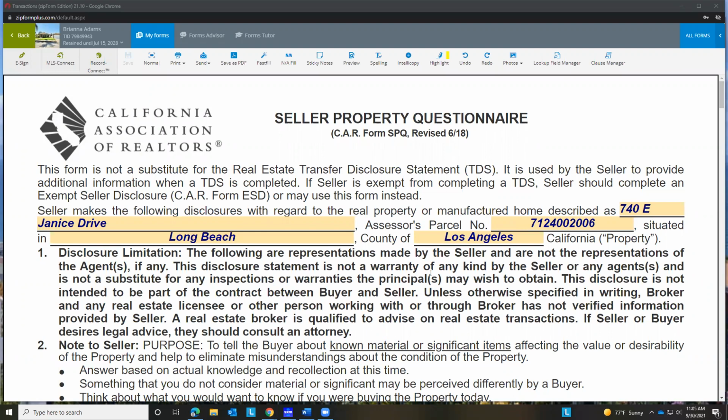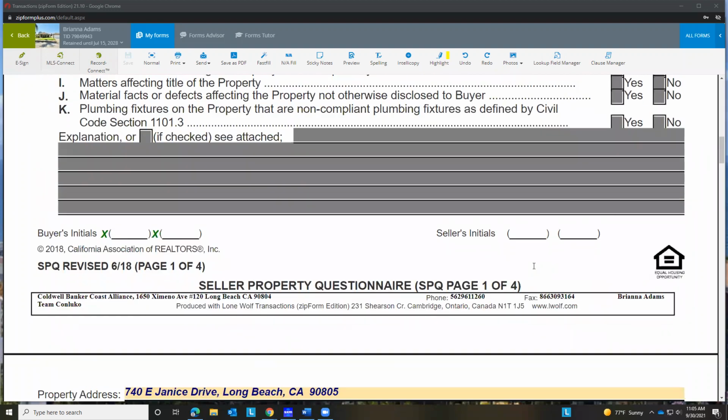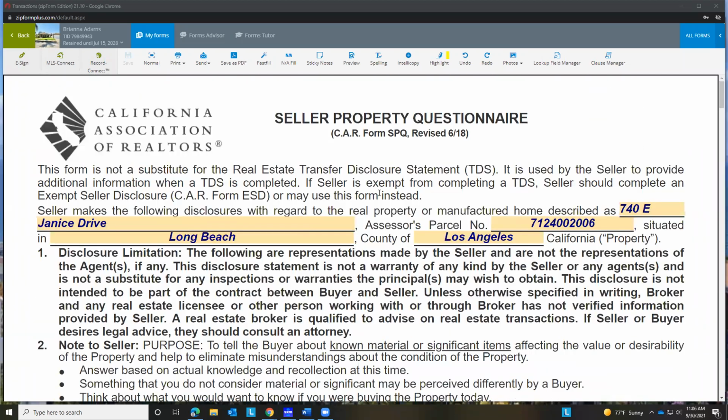Just like the TDS, these forms need to be fully completed before they are given to the buyer. They need to be dated and they need to be signed. This one is only the buyer and seller signatures, so that's a good thing. It's got to have the full address, assessor parcel number, which for whatever reason gets missed a lot, and it has to have the county. Remember, those TC ninjas are going to throw these forms back at you if you do not have those things filled out.